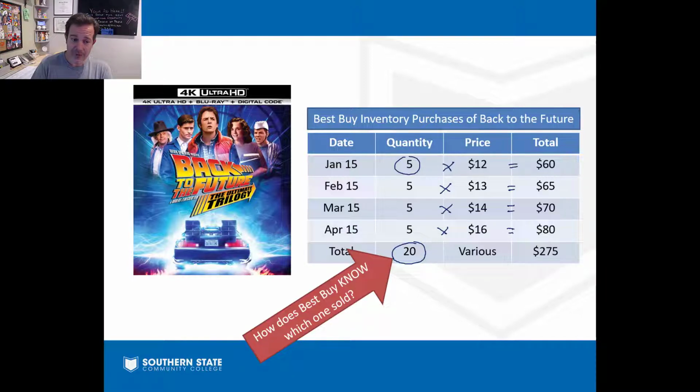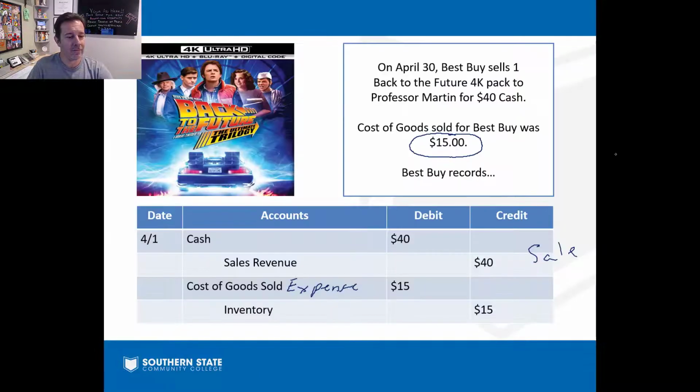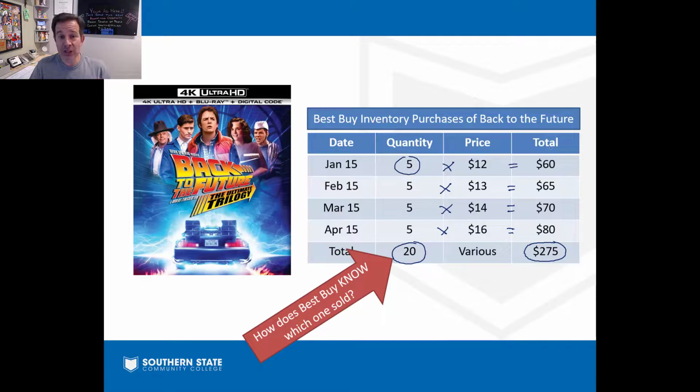Price went up every time. Their total amount they had paid for all those 20 was $275. Okay? So, in our little example, the cost of goods sold was $15. But if we look, they paid different prices throughout the 4-month period. They're buying that inventory. So how do we know?